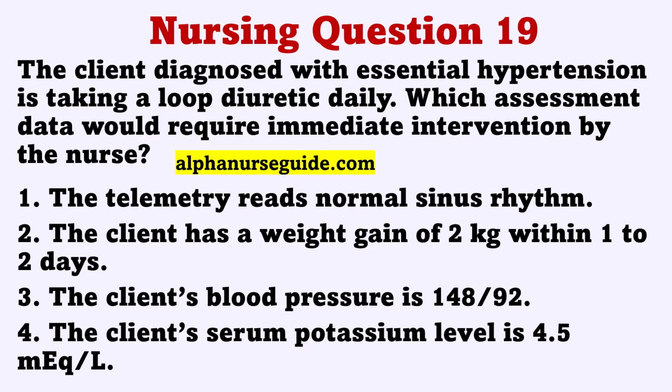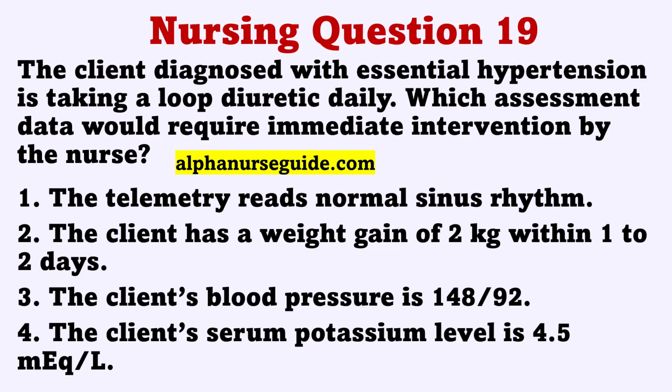1. The telemetry reads normal sinus rhythm. 2. The client has a weight gain of 2 kilograms within 1 to 2 days. 3. The client's blood pressure is 148/92. 4. The client's serum potassium level is 4.5 milliequivalents per liter. The correct answer is 2. The client has a weight gain of 2 kilograms within 1 to 2 days.